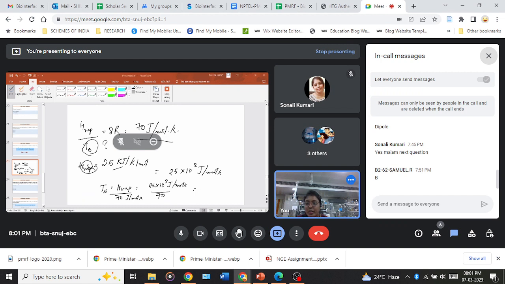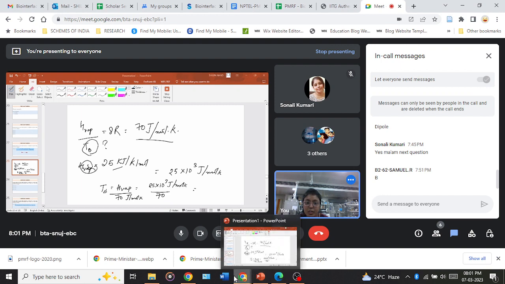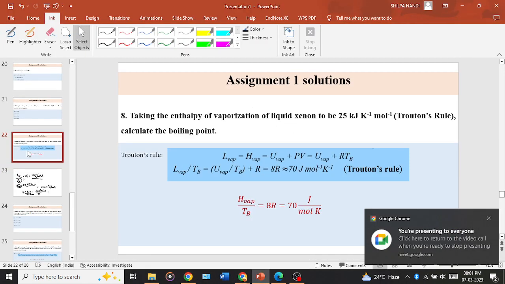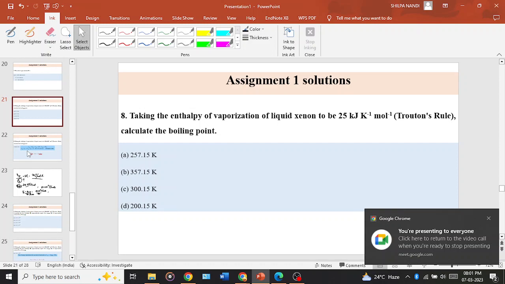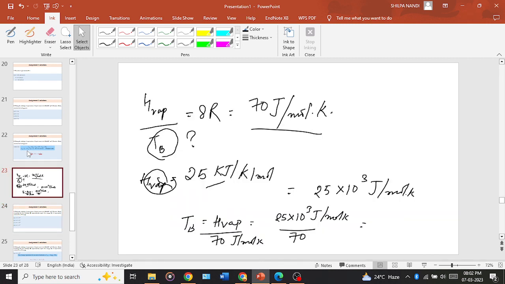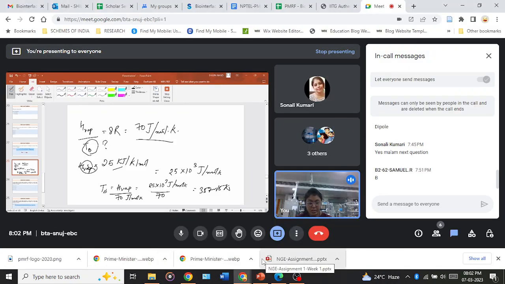If anyone can take out your mobile phones or even a calculator, anything you have in your hand, you can easily calculate this one. So the answer will come at around, as we stated earlier, 357.15 Kelvin. Can anyone verify this one? Or I'll have to verify. Is it coming as 357? Yes, ma'am. 357.15 Kelvin. Fine, I guess this is simple maths, you can calculate it.